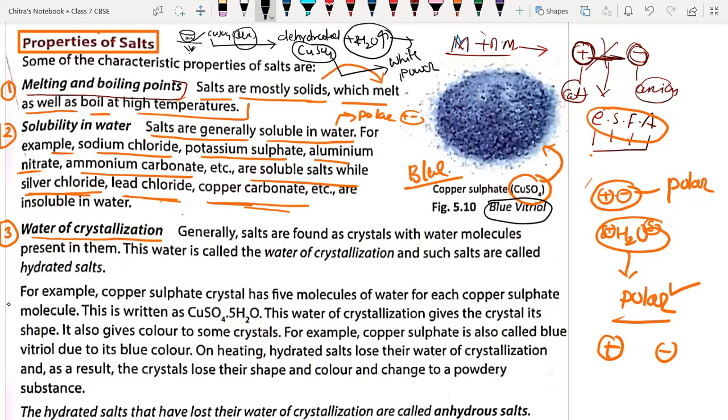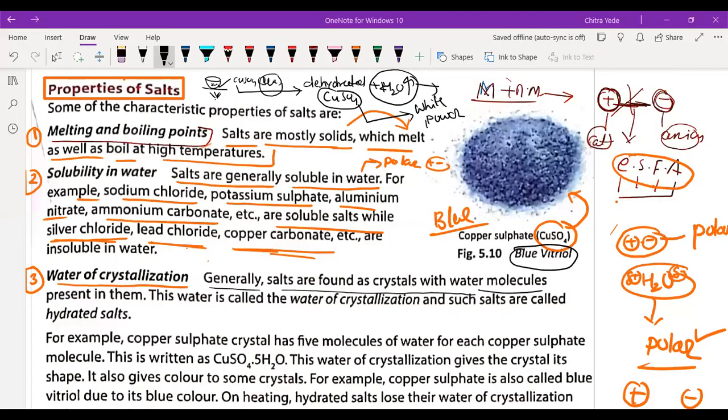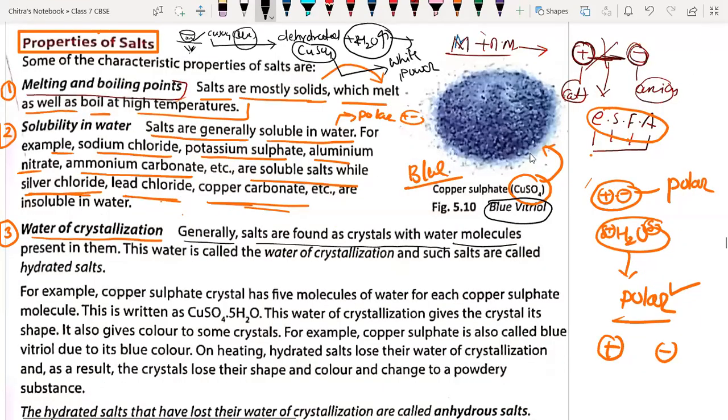Understood everyone? Generally salts are found as crystals with water molecules. So whatever salts we have, known to human beings, they contain water of crystallization, meaning water molecules are present in their crystalline structure. This water is called water of crystallization, and such salts are called hydrated salts.